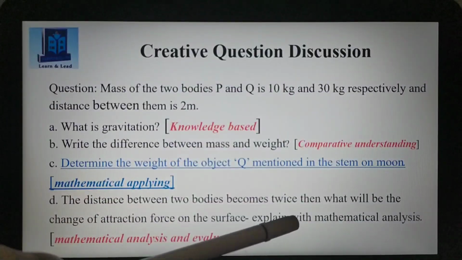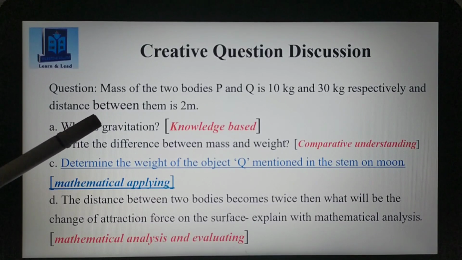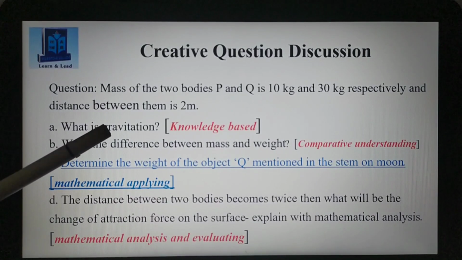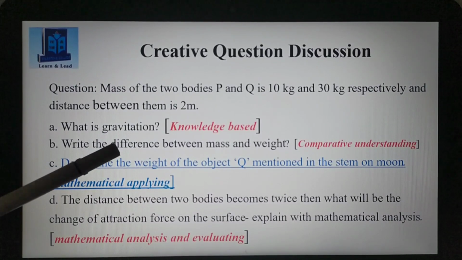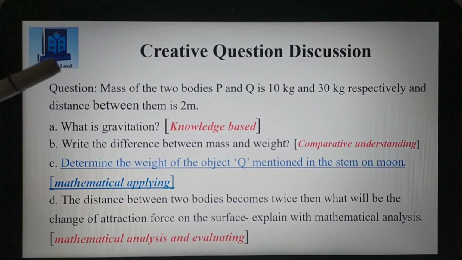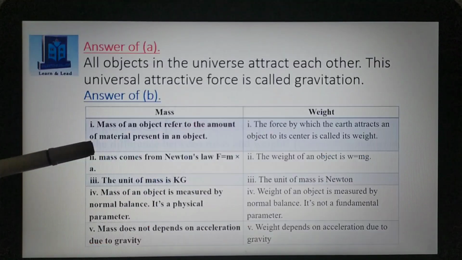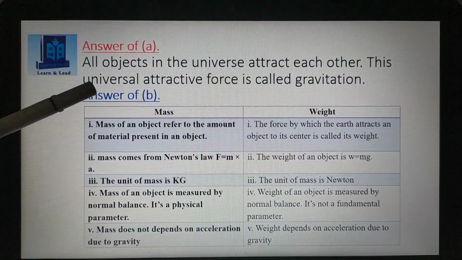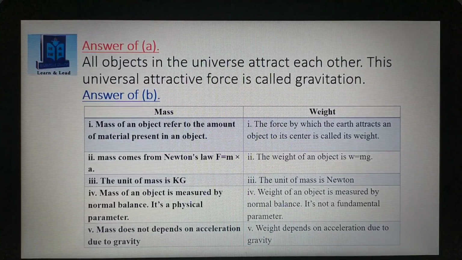Next one, third number creative question. Question is: mass of two bodies P and Q is 10 kg and 30 kg respectively, and distance between them is 2 meters. Now, 1 number question: what is gravitation? All objects in the universe attract each other. This universal attractive force is called gravitation.